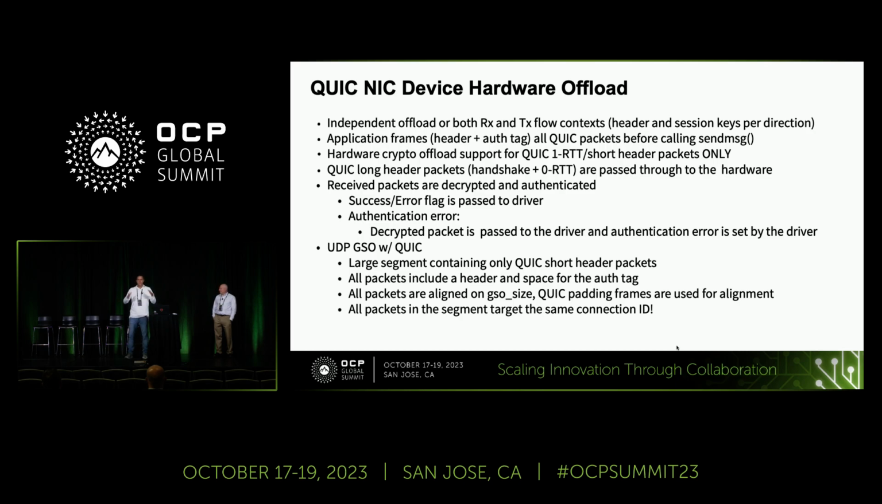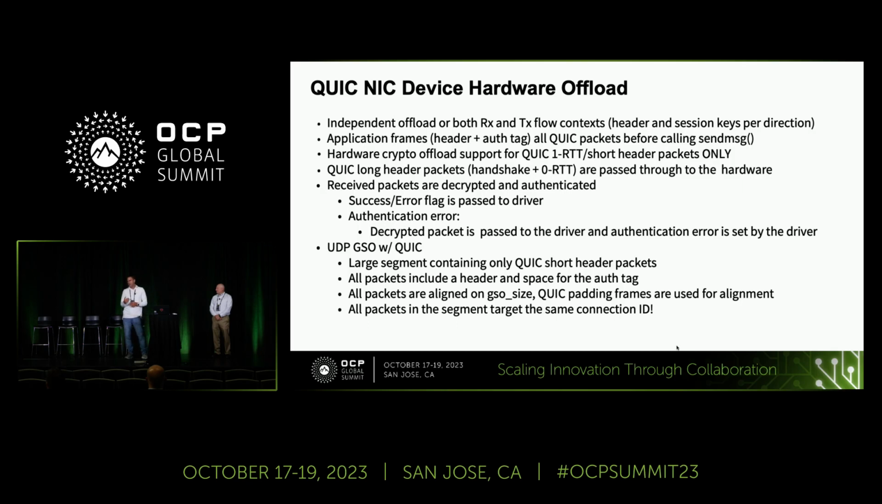The QUIC library is managing many different connections over a single socket. It knows what flow it's going to talk on. It's very easy for it to just add those headers as it does today. So before it calls send message, it'll actually add that header and that trailer. It'll go through the stack. The hardware will see that, encrypt the packet, modify that payload, and the authentication tag will be stuck in the trailer, and then the packet will go on the wire.